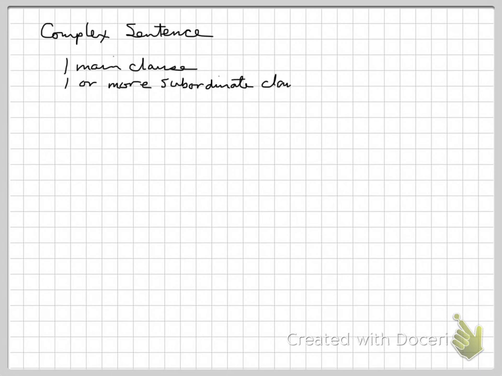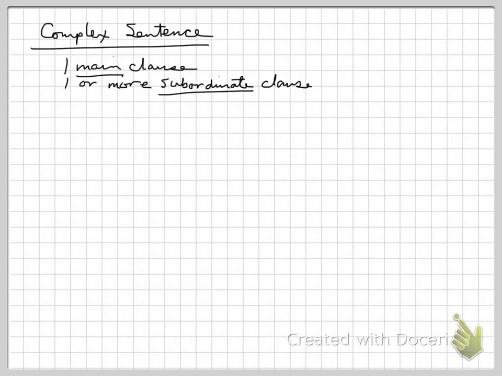I could as easily have said it has one independent clause and one or more dependent clauses. Now recall that a simple sentence has one main clause. A compound sentence has two or more main clauses. The other thing to recognize is that a compound sentence has no subordinate clauses, only two or more main clauses. So now we're thinking about a complex sentence.